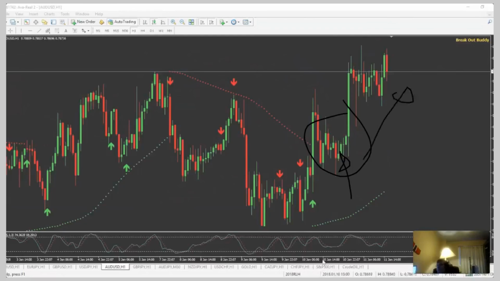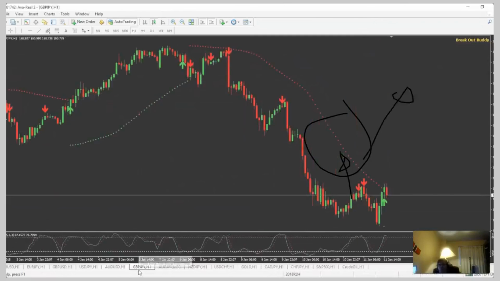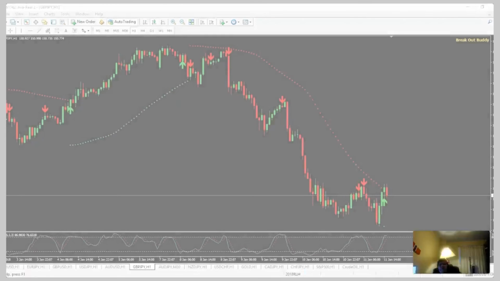What else? British pound. Again, could have had some entries. Perfect one there. That was the best one. Nice move. Could have taken this one, maybe. Not so clear. This was a true start of this trend. That was such a nice, powerful move. You don't want to be too wishy-washy on this.